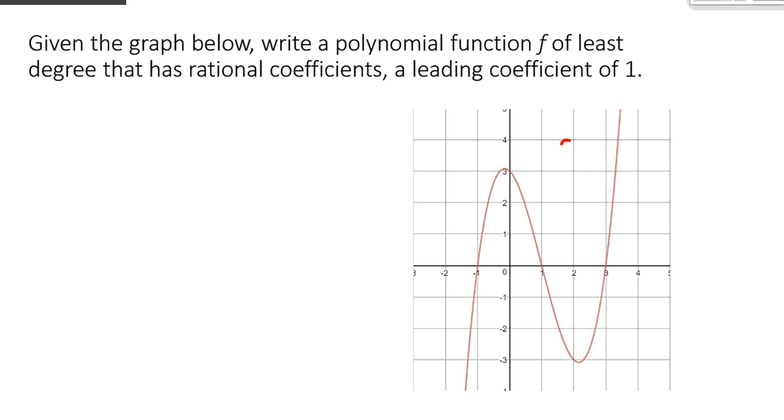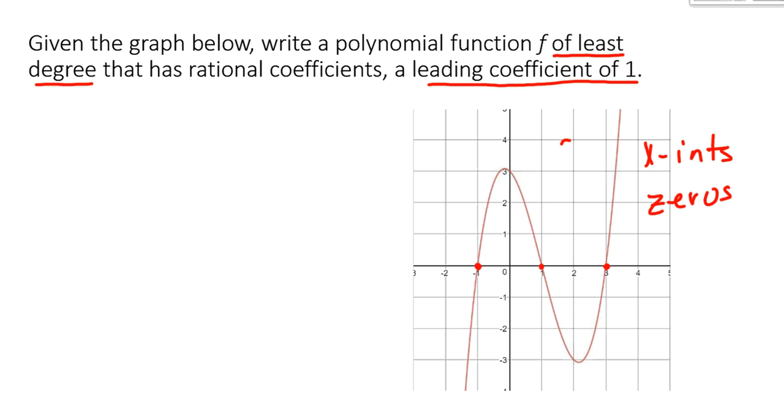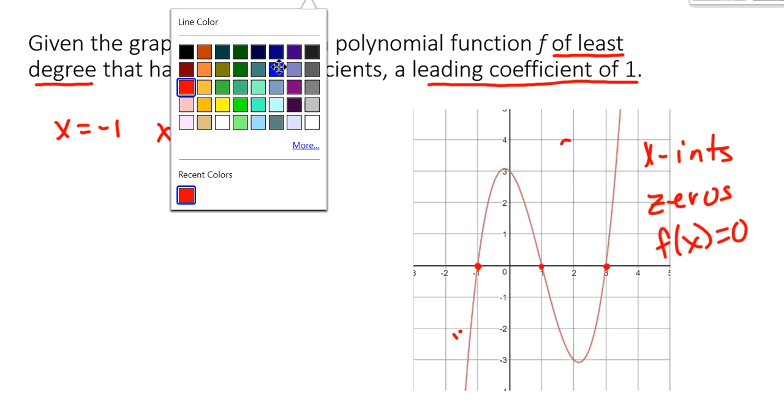Okay, so this one says, given the graph below, write a polynomial function f of least degree, we'll talk about that in a minute, that has rational coefficients and a leading coefficient of 1. So key pieces there: least degree, rational coefficients, and a leading coefficient of 1. First thing you're going to start with is you're going to identify those x-intercepts. Because remember, x-intercepts are zeros, which means they're solutions. So we've got x equals -1, x equals 1, and x equals 3. Now you just work backwards from there.